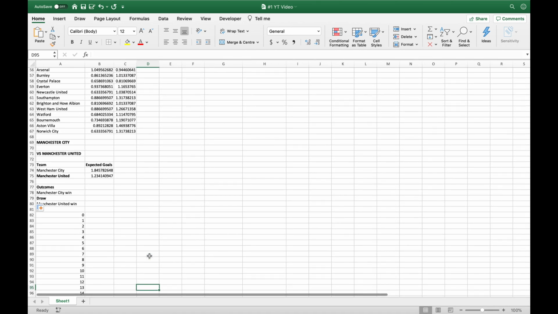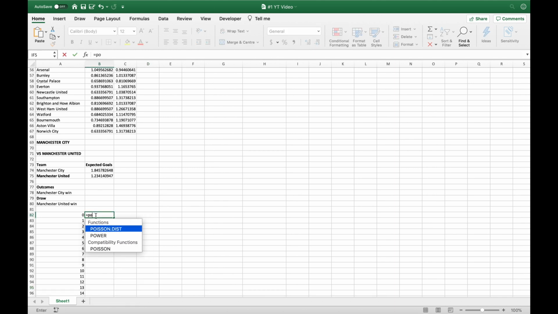Now, we must use the Poisson distribution formula in Excel. This formula predicts the number of events that occur during a specific time frame. The function uses the following arguments. X. This is the number of events for which we want to calculate the probability. For this example, it will be 0 goals, 1 goal, 2 goals, and so on. Therefore, next to the 0 goals event for Manchester City, we shall put A82 in the formula.